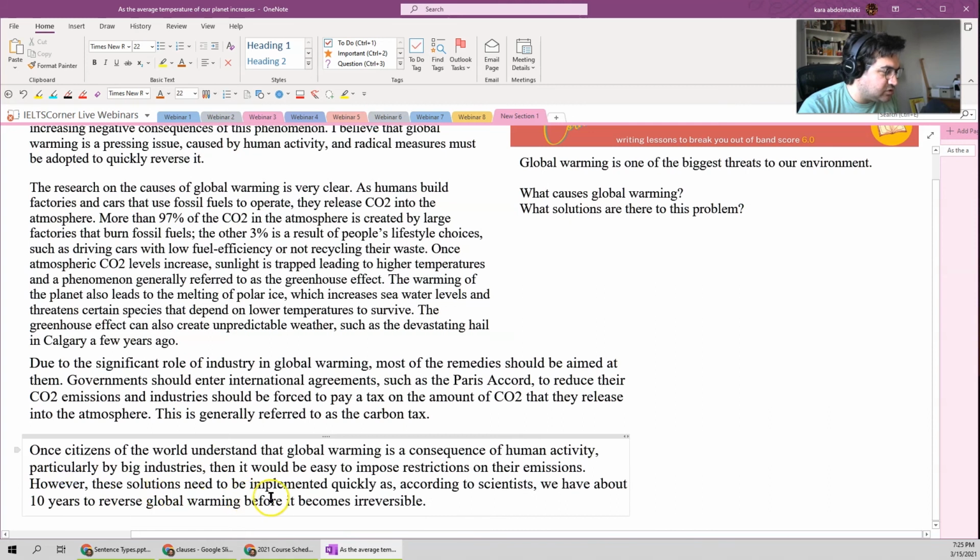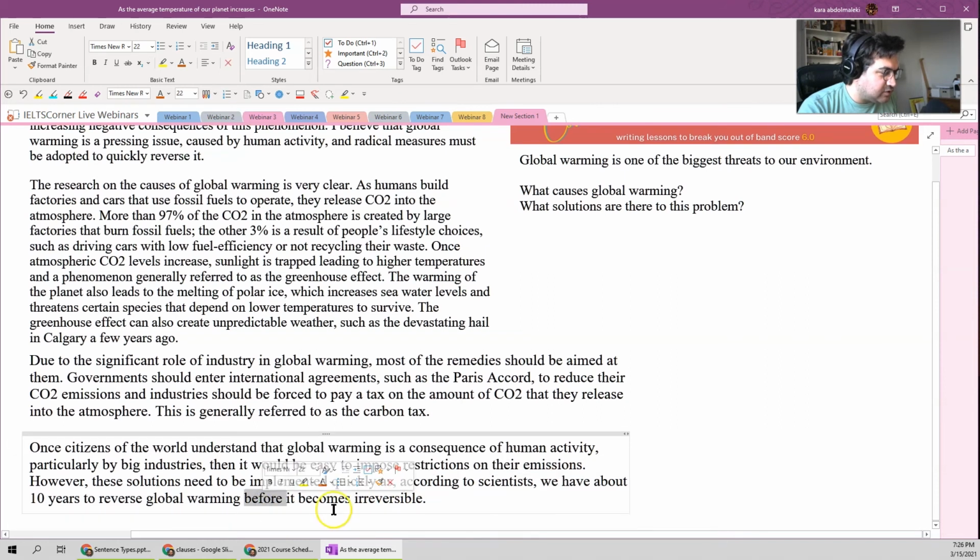However, these solutions need to be implemented quickly as, so from here, that's a subordinate clause. We have about 10 years to reverse. Now, that's another subordinate clause here. So two subordinate clauses. And then "according to scientists", that's just an introductory element, so I've separated it by commas. But you can ignore that and just look at these two. This is one conjunction, as, and then this is another conjunction, before. What do you guys think?